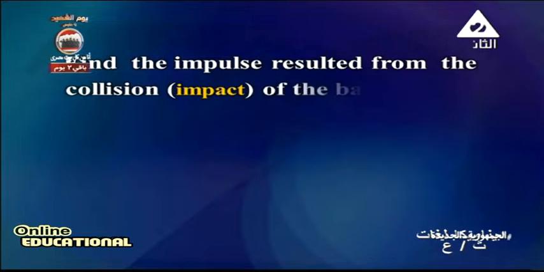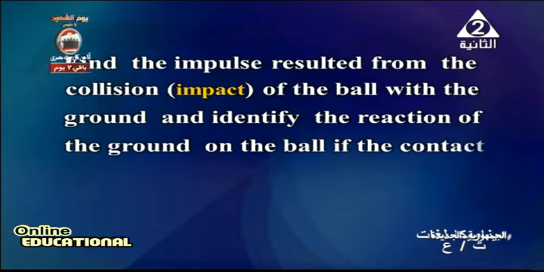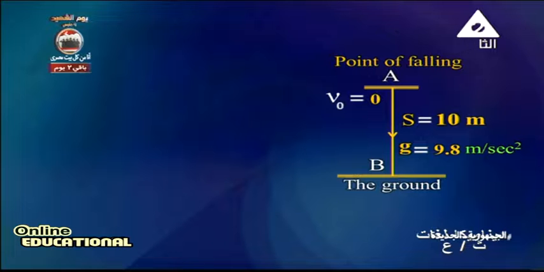Find the impulse resulted from the collision or impact of the ball with the ground, and identify the reaction of the ground on the ball if the contact time of the ball with the ground equals 1/10 of a second. Now we have the point of falling, initial velocity v naught, and distance 10 meters, and we know that gravity g equals 9.8 meters per second squared.